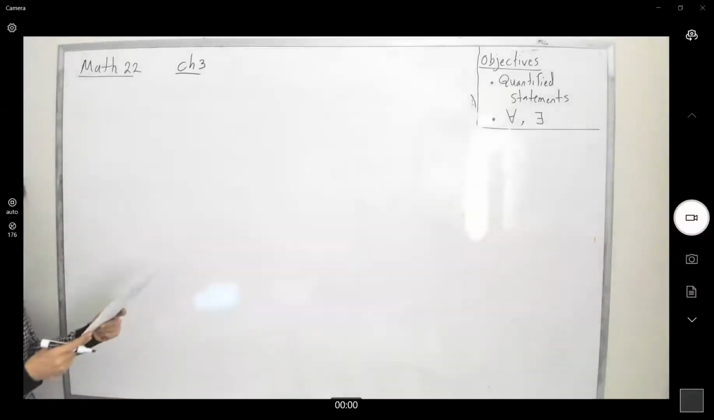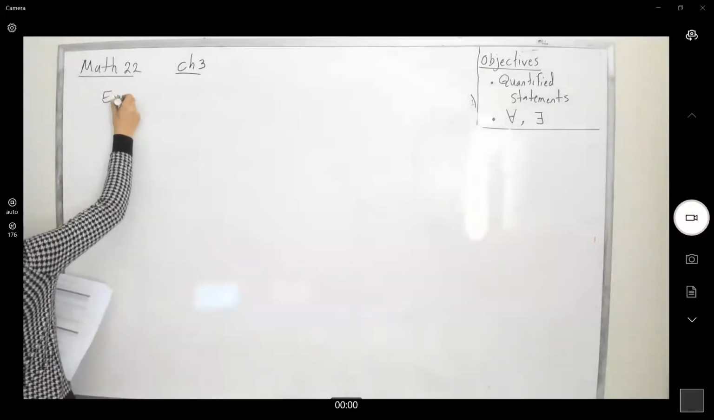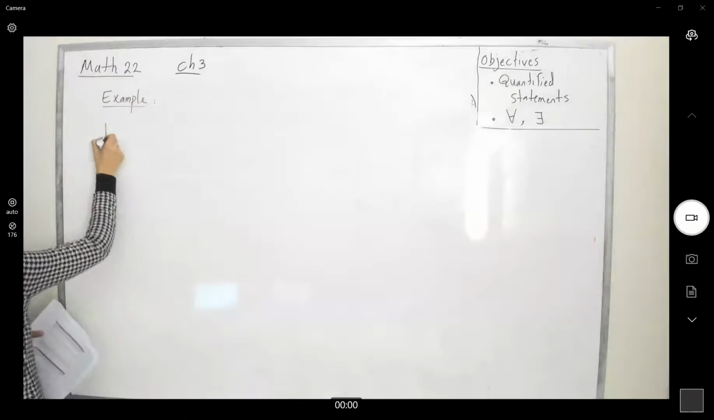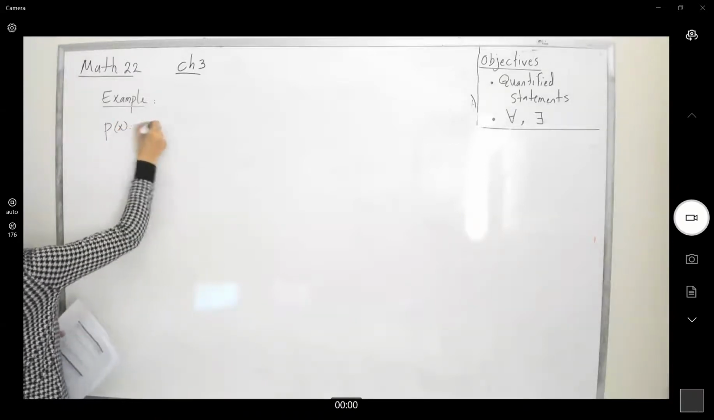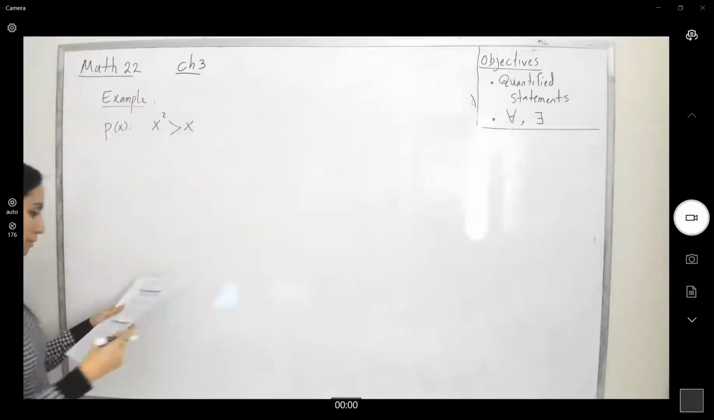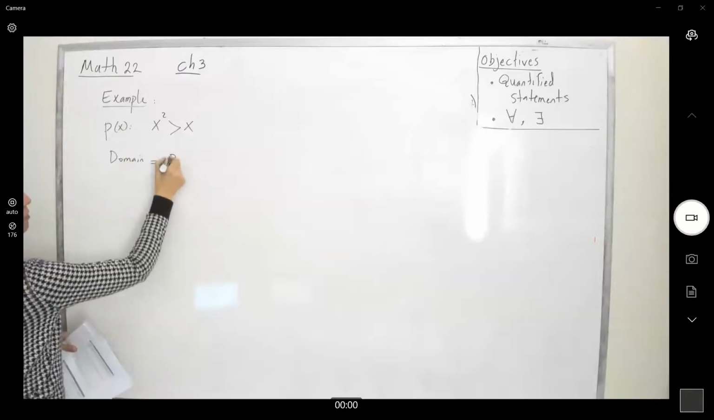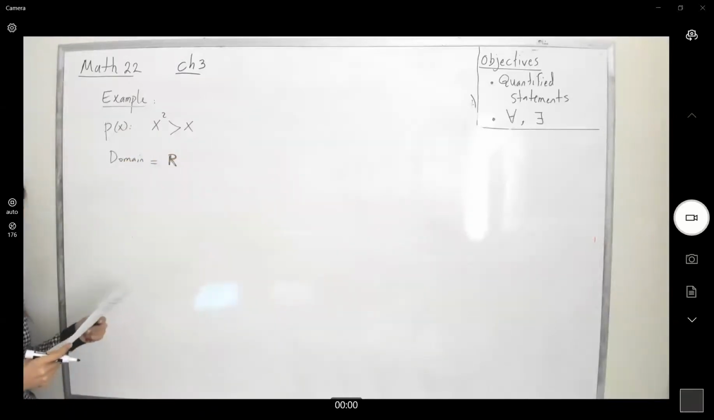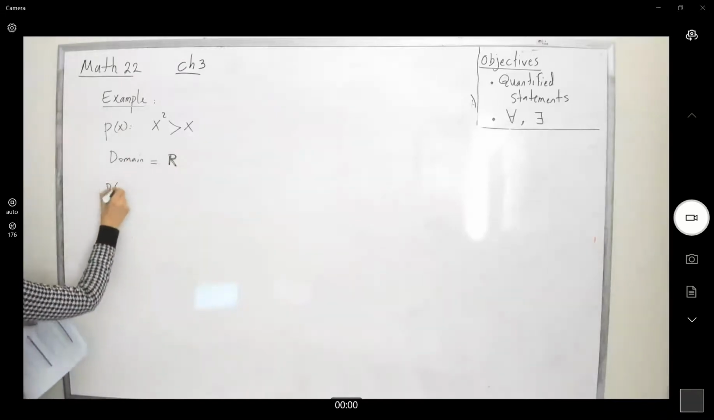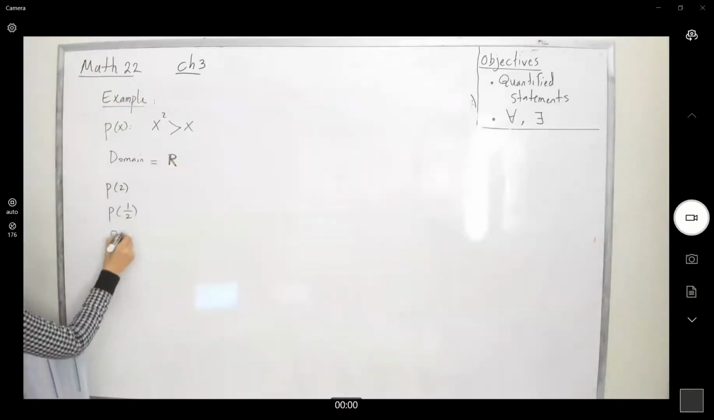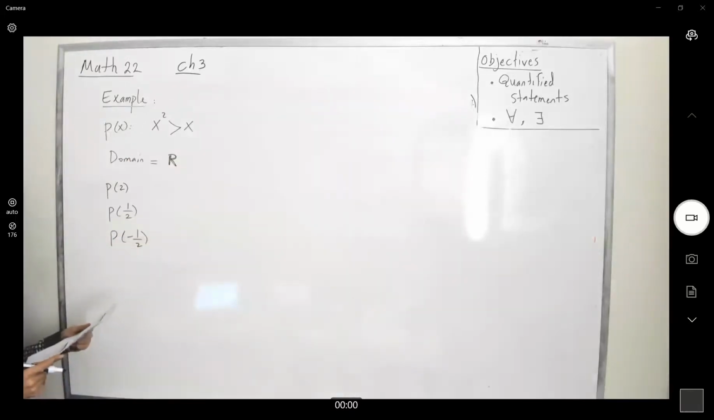More examples on the truth set. Next example says, suppose your predicate P of x is x squared is greater than x. The domain is R, all real numbers, and then it says, write P of 2. What is P of 2? What is P of a half? What is P of -1/2? And finally, it says, which one is true, which one is false? This is this example here.